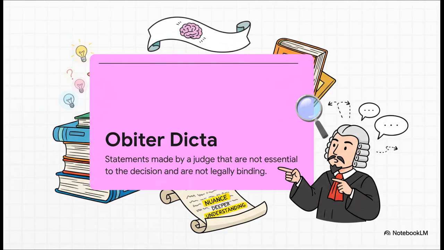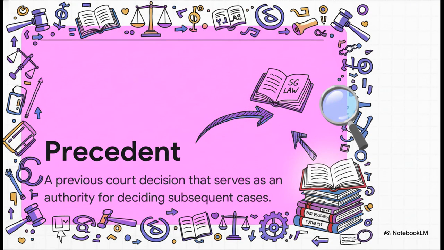Then you have obiter dicta, or obiter. These are kind of like the judge's by-the-way comments. Now, they're not legally binding, but citing a relevant obiter, that is a pro move. It tells the examiner you have a deeper, more nuanced understanding, and it can seriously bump your answer up from good to great.